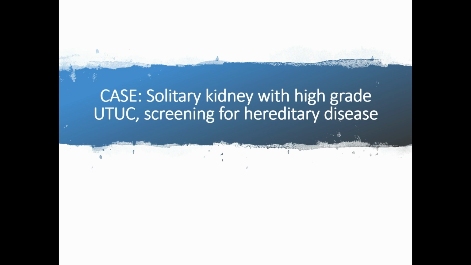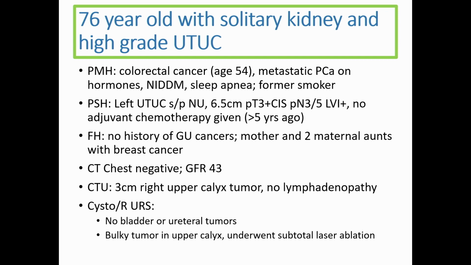Okay, let's move on to the next case: solitary kidney with high-grade upper tract cancer, and we're going to highlight screening for a hereditary syndrome. This is a patient who had a colorectal cancer at age 54, also metastatic prostate cancer on hormonal therapy with good PSA response, diabetes, sleep apnea, and was a former smoker. He did have a left upper tract cancer that underwent nephroureterectomy. As you can see, it was a pretty bad disease. He didn't get any chemotherapy before or after. Remarkably, he did pretty well. That was over 5 years ago.